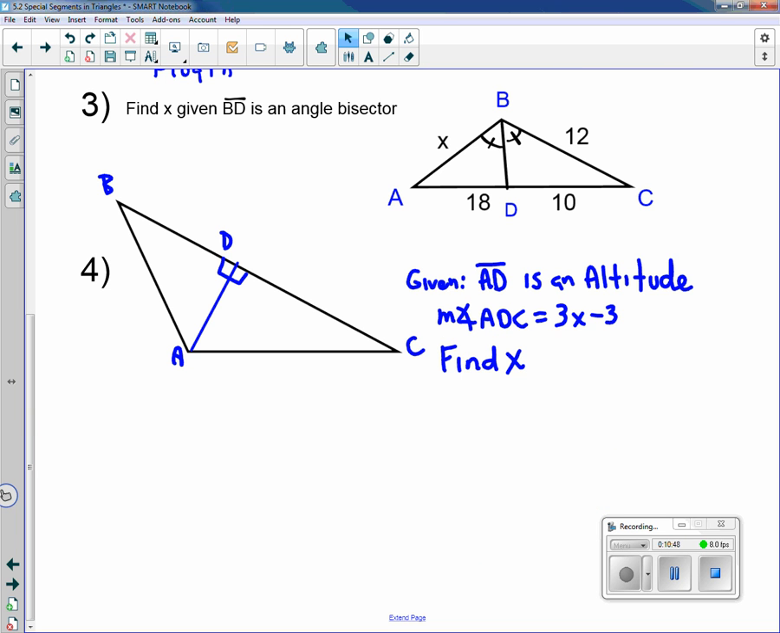Okay, and then the last one is this one here, where it's given that AD is an altitude. ADC is 3x minus 3. So I want you to put that information into the drawing and then see if you can write an equation and solve for x. You've done a great job.